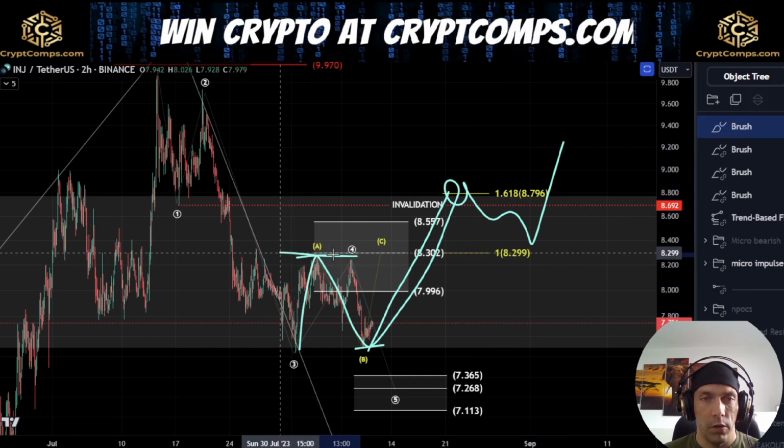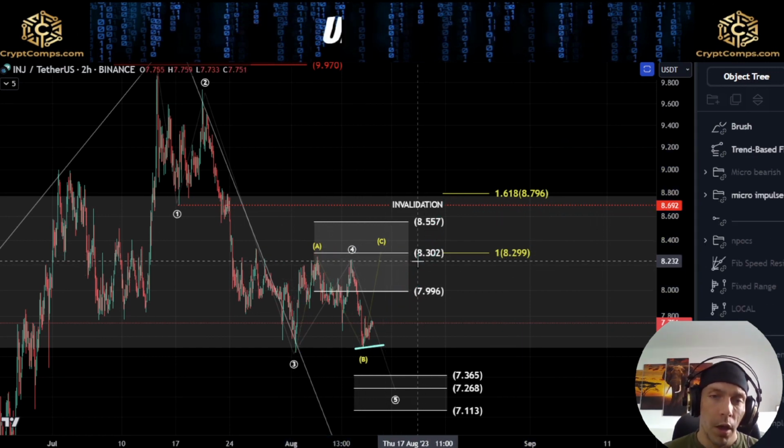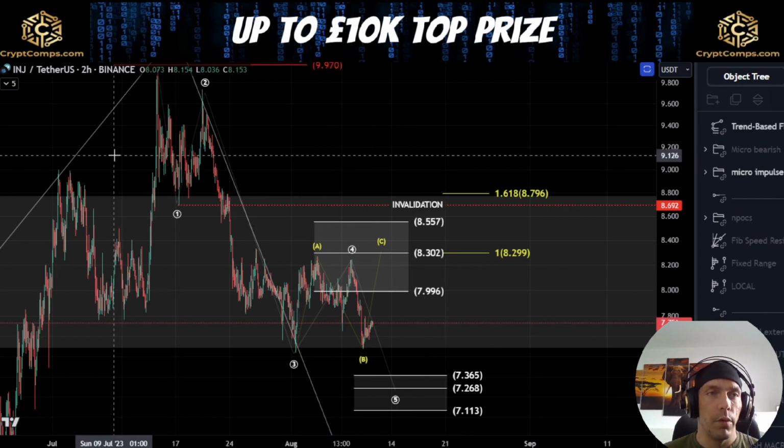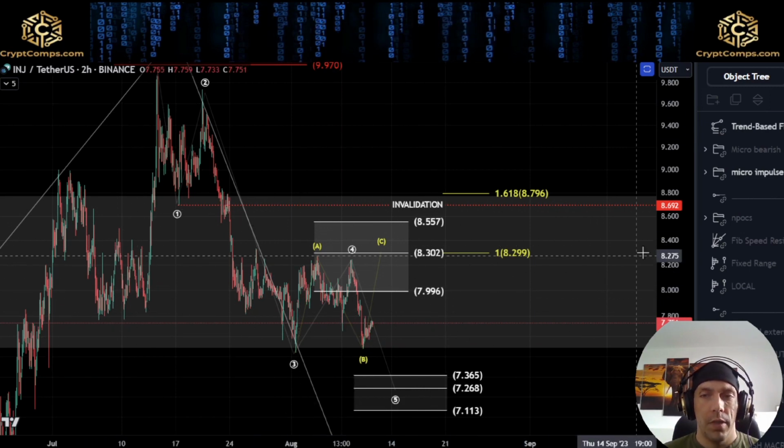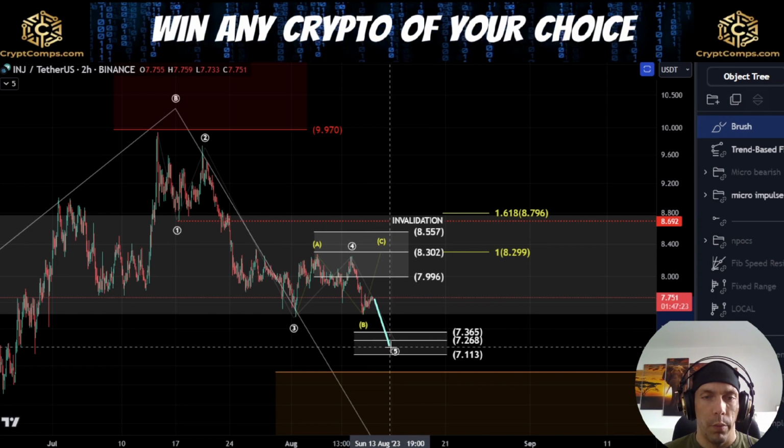Once again, we aren't allowed to interact with this wave 1 area. So it'll be important to see how things progress moving forward here. At the moment, I am thinking it's more likely that we're going to see a little bit more of a push to the downside.